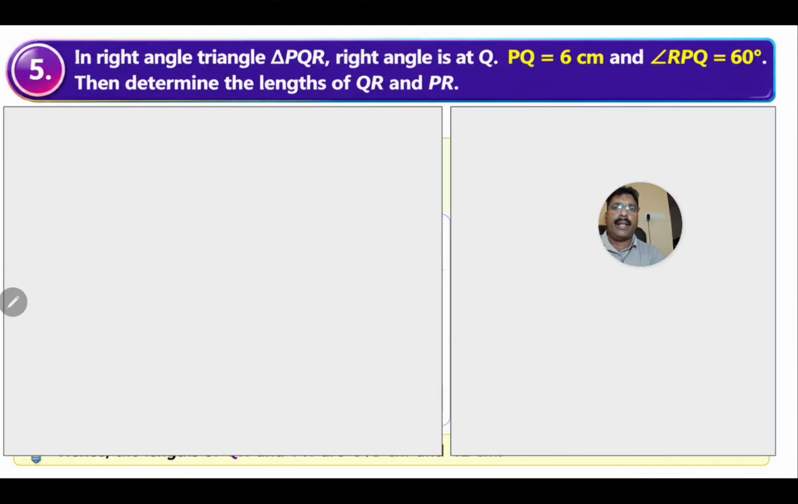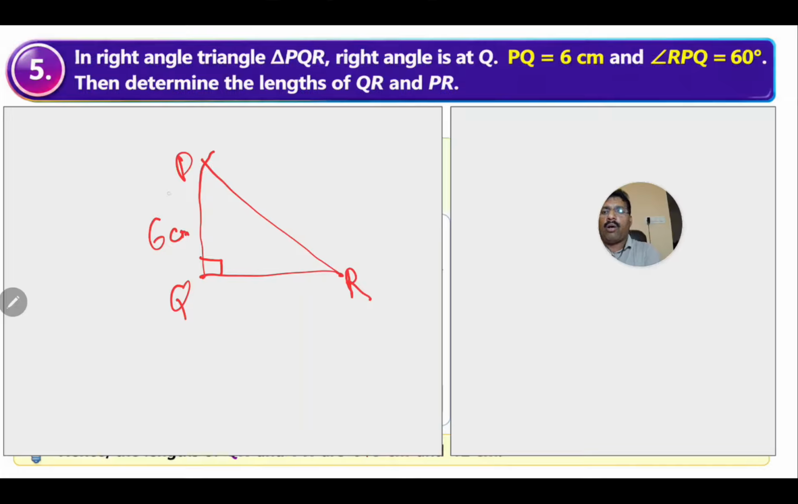Whenever you are taking a right angle triangle, right angle at Q is given, PQ is equal to 6 centimeters given, and angle RPQ means here at P the angle is 60 degrees. Whenever 3 letters are given like this, angle RPQ, the middle letter always represents the angle, that is angle P here. So angle P is 60 degrees. For 60 degrees, the adjacent side we know; we have to find the opposite side QR and hypotenuse PR.